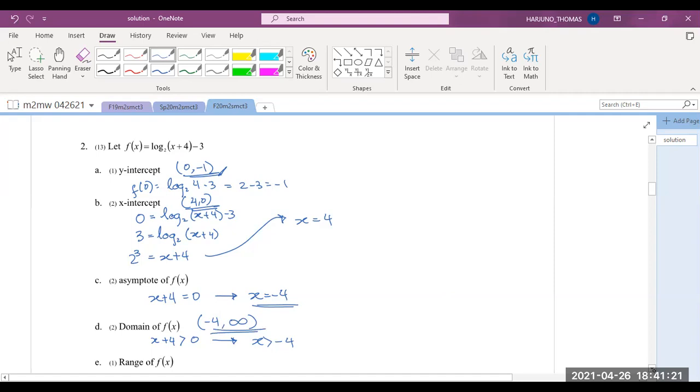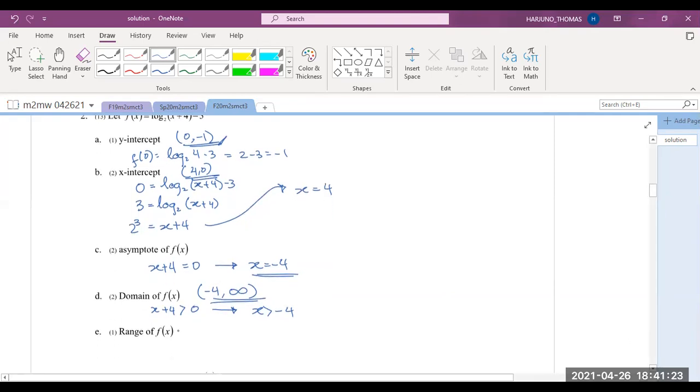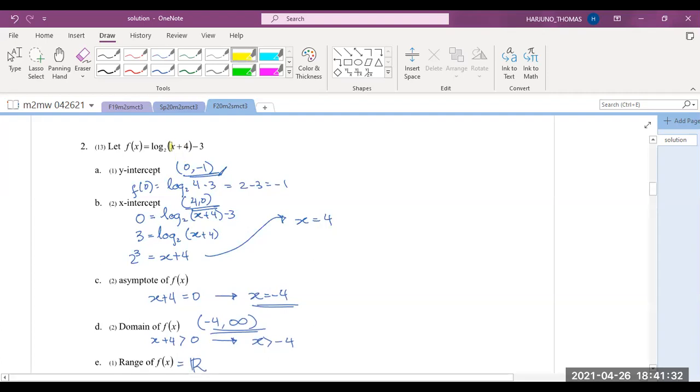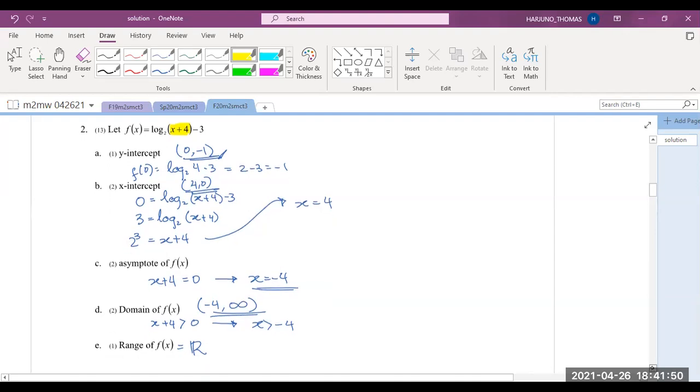How about the range? The range is all real numbers. If there's any exclusion on the range, it is the number you exclude because of the argument. Okay? Usually it's because of the horizontal asymptote if you have a rational expression inside the argument.